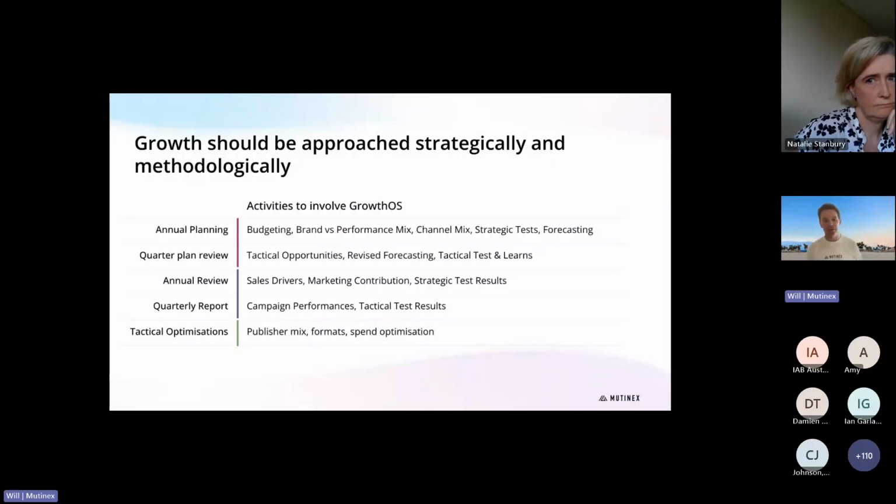Looking back, they can be looking at how they performed, where were the tailwinds, where were the headwinds, how did that impact the efficiency of their media, what were the results of their large strategic tests. And then on a quarterly basis, looking at how each of those campaigns performed and any tactical test results that they've got coming through. And then within each campaign, you can also be looking at tactical optimizations you can be making along the way, just making those slight steering decisions to keep you on track.